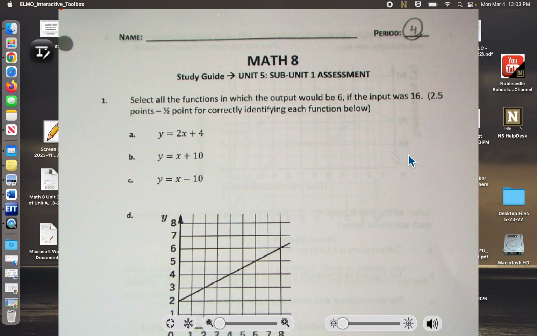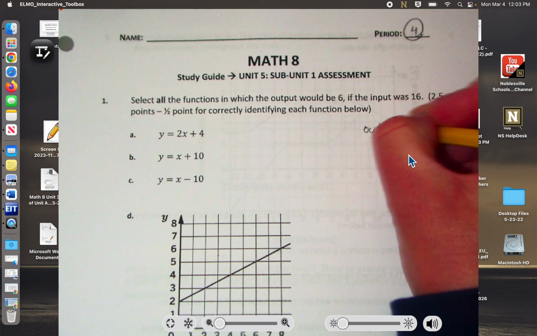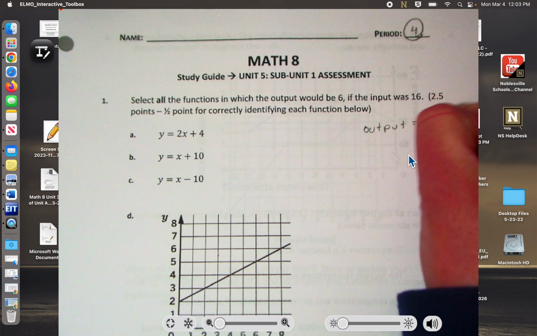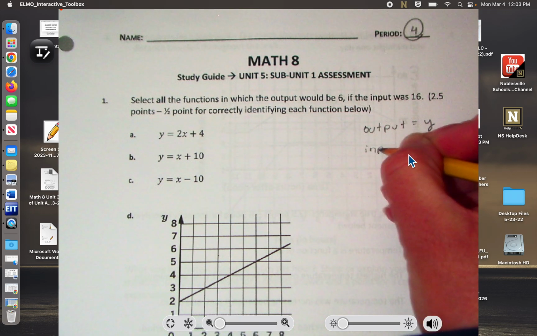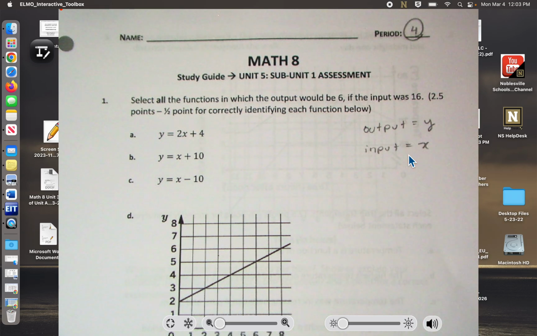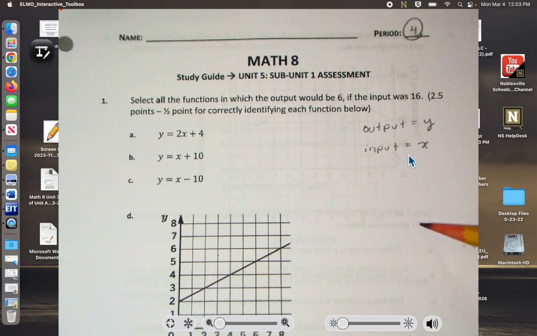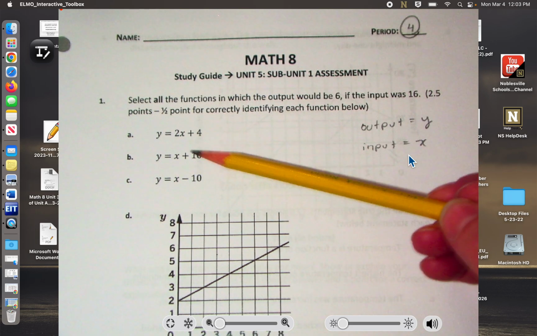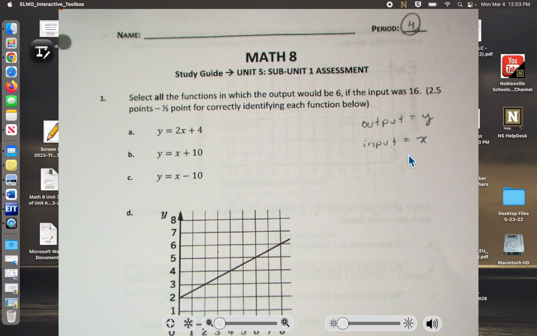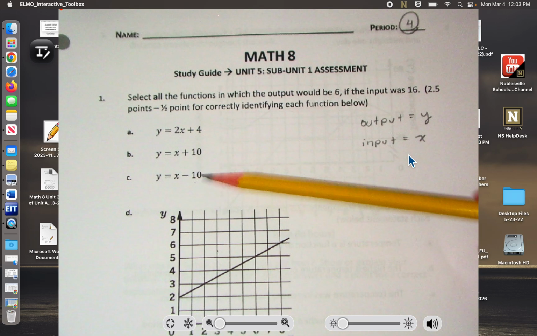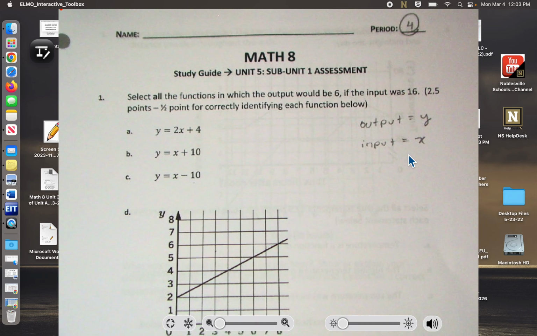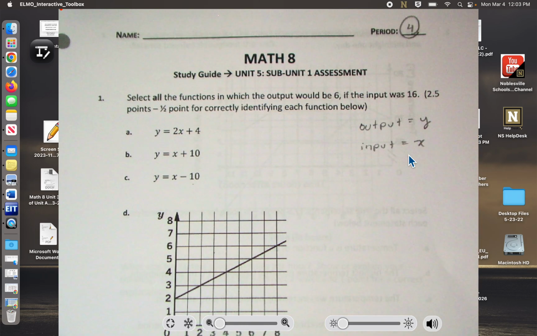So remember, output is the y value. Input is the x, right? So that's a really good, helpful hint right there. You're going to want to write that on your paper. And we have 1, 2, 3, 4, 5 different functions to determine. So it's not like multiple choice, it's which ones work.